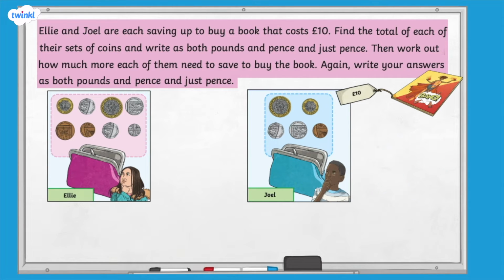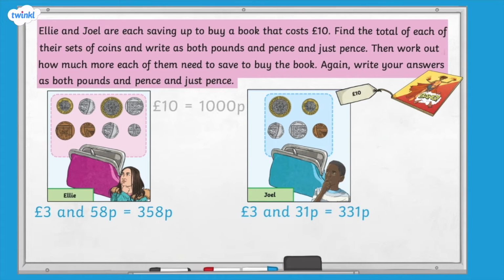Have you finished? Perfect. Here are the answers. Ellie has £3.58, which is the same as 358 pence. Joel has £3.31, which is the same as 331 pence.